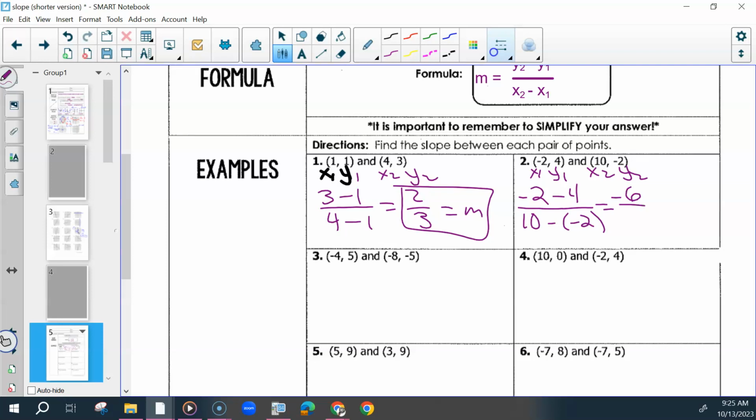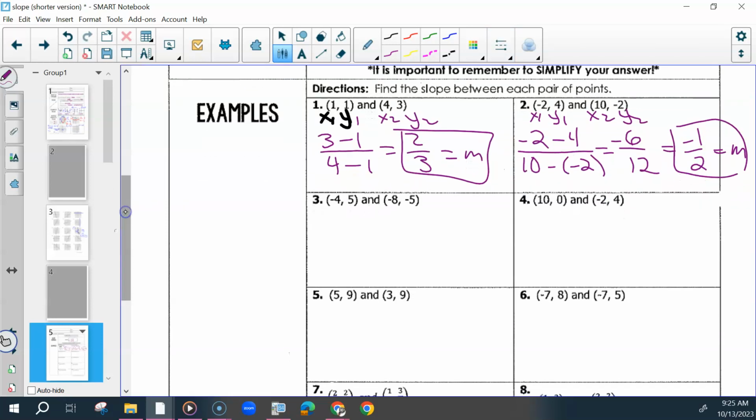Negative 6 over 12, which would simplify to be negative 1/2. Okay, so always simplify if possible. Same thing with the negative that I said before. Make sure it's in the numerator or out front, not in the denominator. We're going to skip a couple of these and go down to number 5.